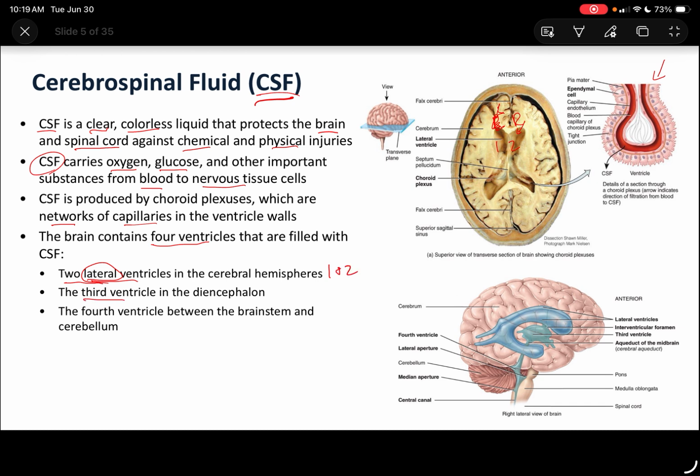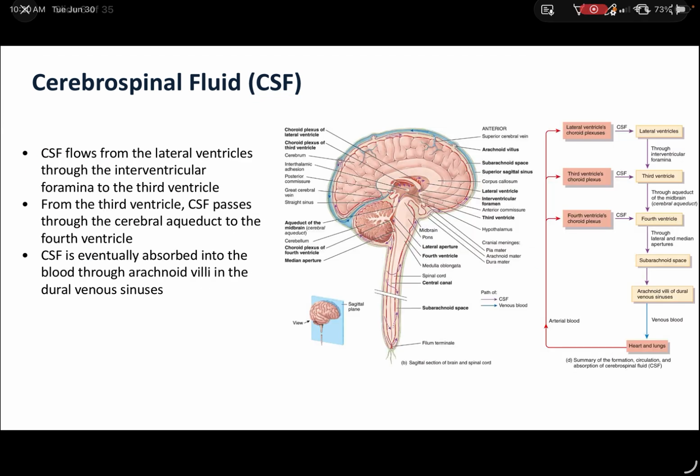Now, our 3rd ventricle is going to be down here in the diencephalon, hanging out around the thalamus, hypothalamus, all that. So this is 3, and then our 4th ventricle is going to be down here, in the general area between the brainstem and the cerebellum. All right. So these are our 4 ventricles that allow for this constant flow of cerebrospinal fluid through the brain and then also through the spinal cord later.